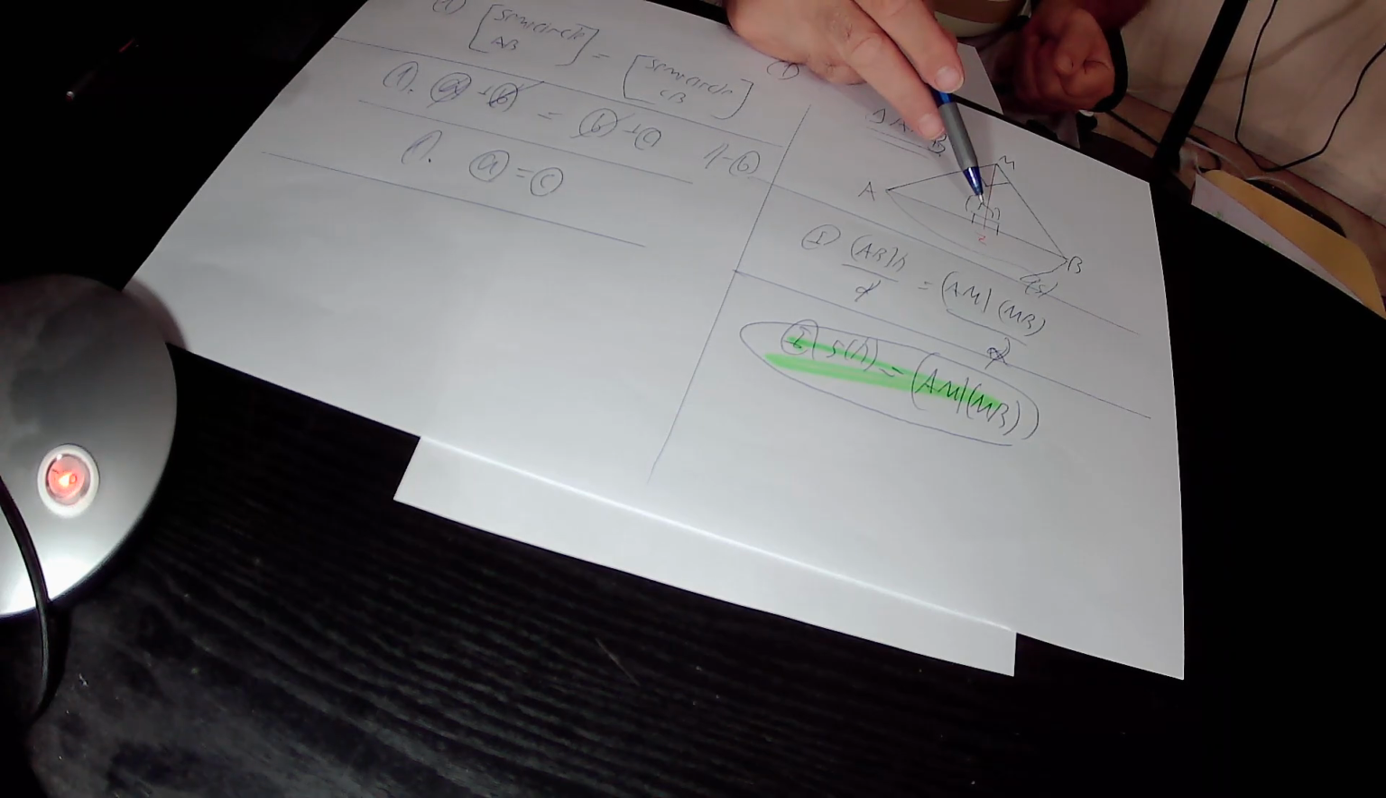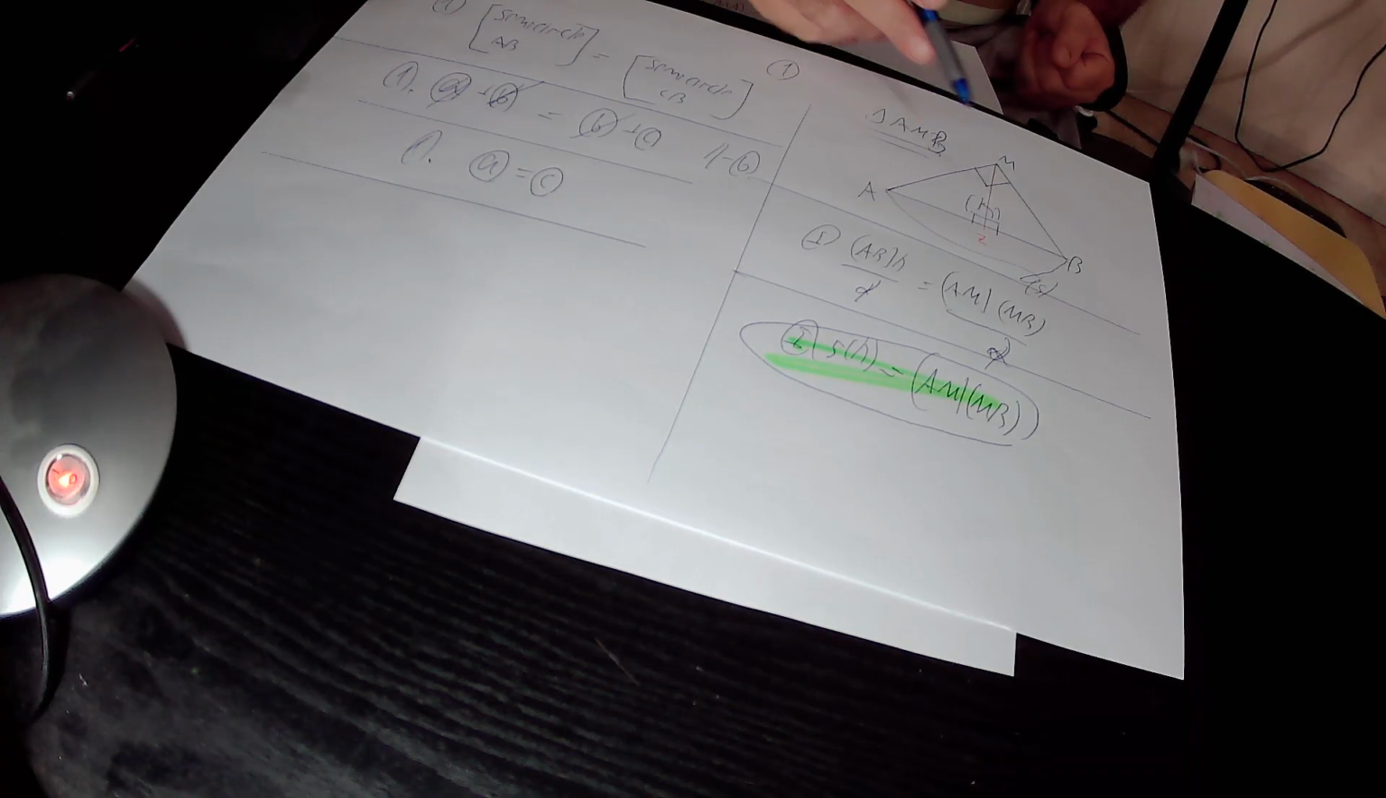Again, MZ equals H according to our definition. MZ is the height to the base AB. Why is MZ the height to the base AB? Because MZ creates 90 degrees with the base AB. So MZ is the height to the base AB, and MZ equals H. So this is the right triangle AMB that is coming from the original drawing.